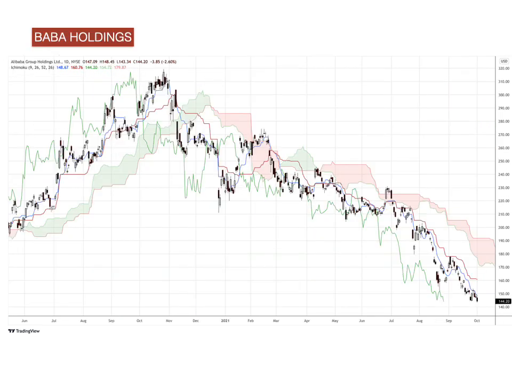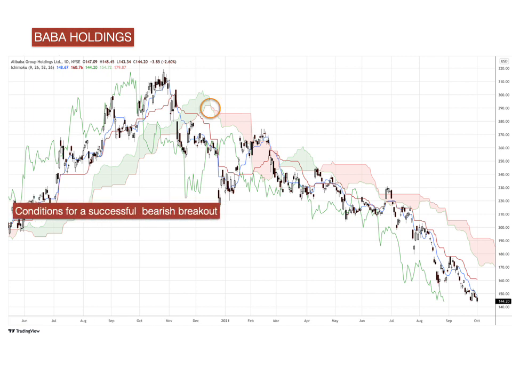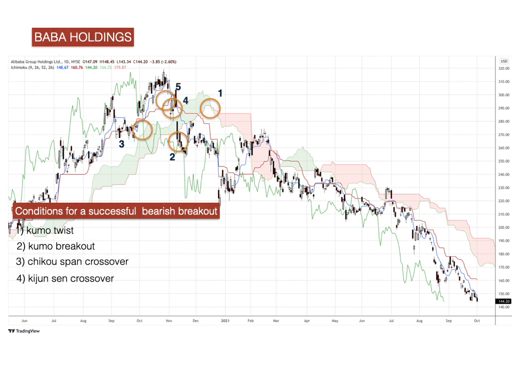This price chart of Baba Holdings shows a number of bearish signals that resulted in a strong downtrend. The conditions for a successful bearish breakout are: first, a Kumo twist; second, a Kumo breakout; third, a Chikou span crossover; fourth, a Kijun-sen crossover; and fifth, a Tenkan-sen crossover. So after all these bearish signals are present in the chart, we are able to assess with higher confidence where the price will go.